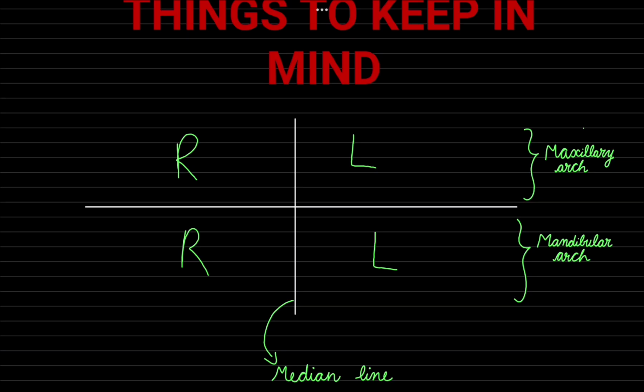Now, as to the side determination, always remember that the side determination is according to the patient. Just imagine you are standing here and you are looking at the patient. So the side determination of the tooth will be based on the position of the patient, which means that your right hand side will become the left hand side of the patient. So this is your right hand side, but for the patient it will be the left hand side, and similarly your left hand side will become the patient's right hand side.